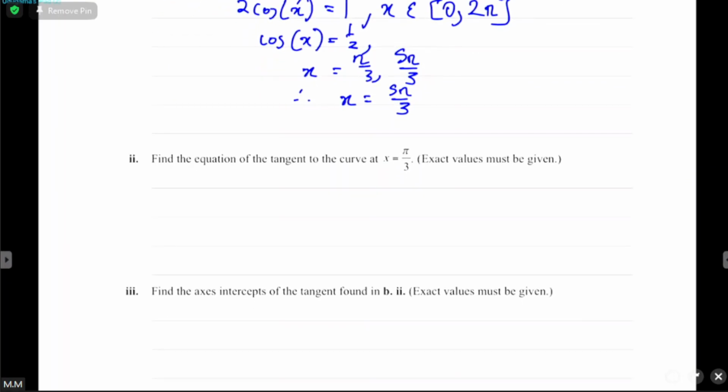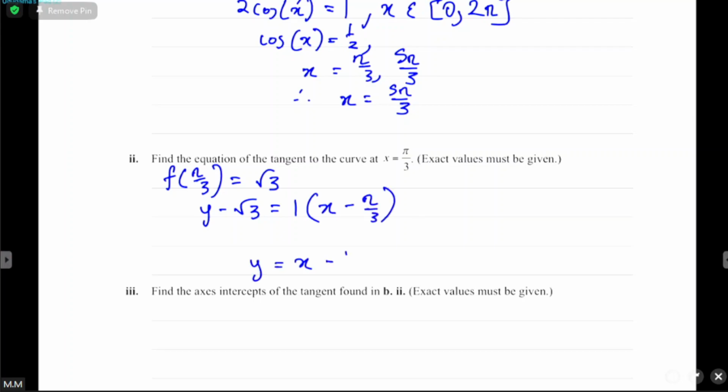Find the equation of the tangent. So you put f of pi on 3 into the function, and you get that is equal to √3. So to find the tangent, you just find the equation of a straight line. So y minus root 3 is equal to, the gradient is 1, so 1 times x minus pi on 3. So y is equal to x minus pi on 3 plus root 3.